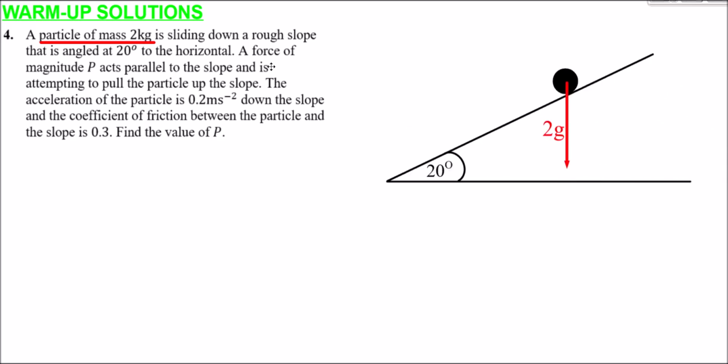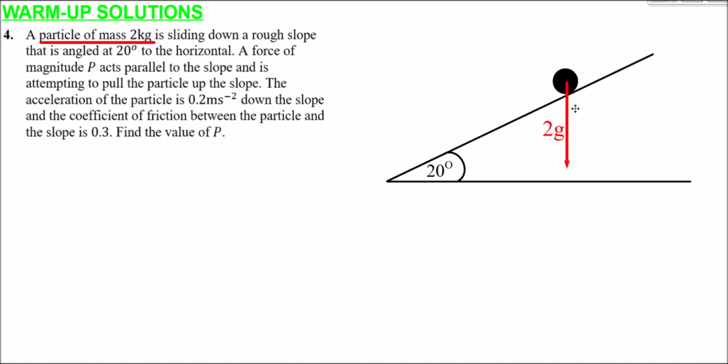So, next, what we're told is, well, actually, before that, what it's normally best to do, almost always, in fact, is to resolve the weight going parallel and perpendicular to the slope. So if that's 20 degrees, the angle in between the perpendicular to the slope, this line here, and the vertical will also be 20 degrees.